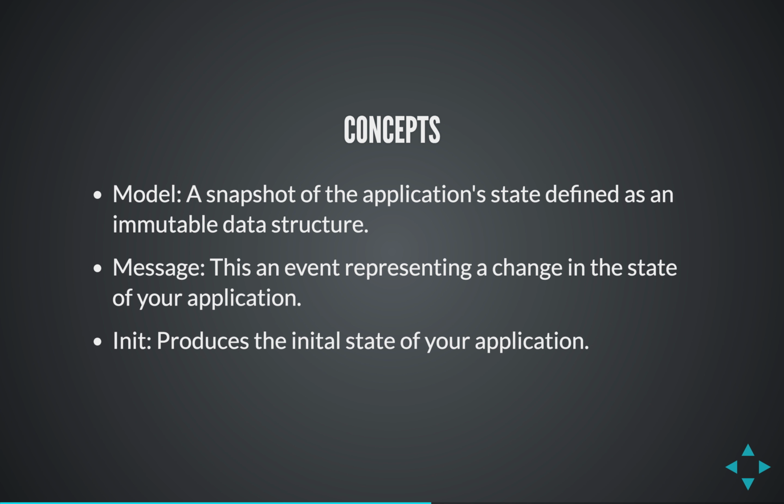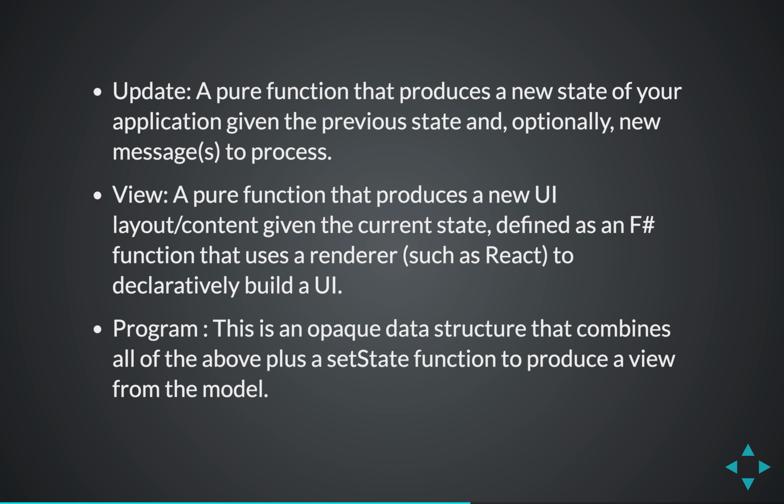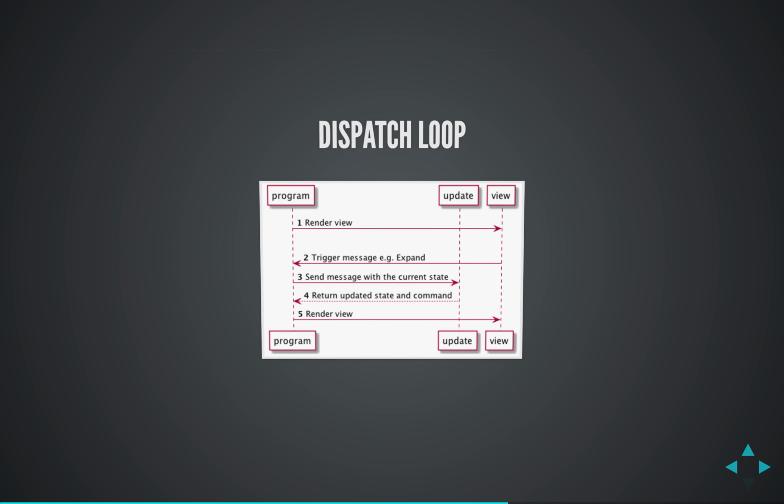So there are a few concepts that we need to describe the Elm architecture. Model is a snapshot of the application state defined as an immutable data structure. A message is an event representing a change in the state of your application, and there's an init function that produces the initial state of your application. We need an update function, a pure function that produces a new state, a view that renders the UI, and the program, which is the opaque data structure that combines all the elements plus a set state function to produce a view from the model.